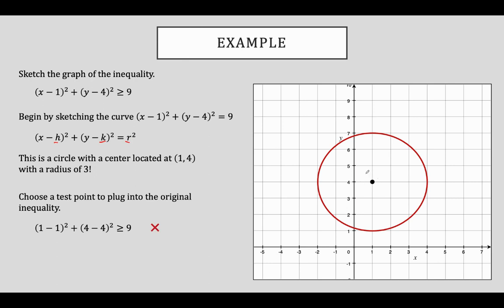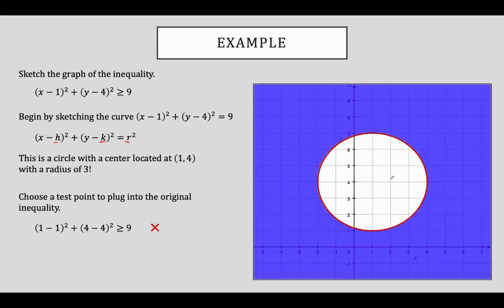So because this point right here gives us a false statement, we want to shade the region that does not include our test point. That means we want to shade outside of our circle. And any point in the shaded region or along the curve, in this case, will satisfy the inequality. All right, points that are on the circle will satisfy the inequality because we have this equal to component of the inequality. All right, so that is solving inequalities in two variables.